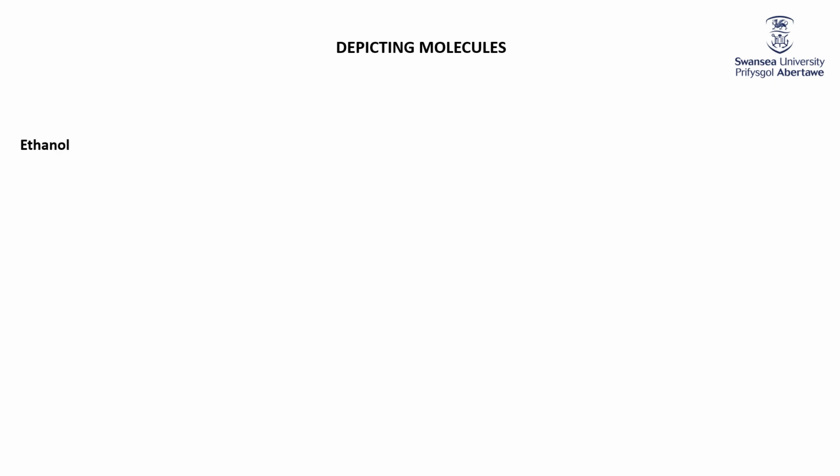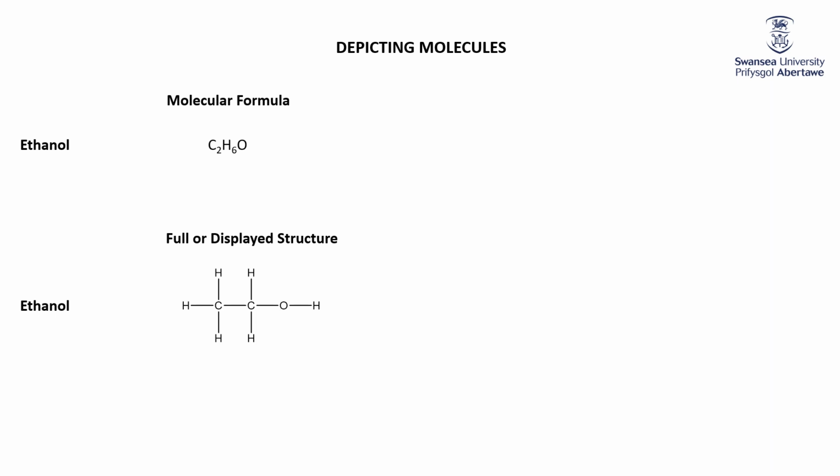So let's think about ethanol, our favorite little alcohol there. Its molecular formula is C2H6O. That gives you absolutely no good information whatsoever about the structure of the molecule, because it's just saying what atoms are there and how many are there. Now at the other end of the scale, there's the full or displayed structure. That really has way too much information in it, because you're drawing all of these bonds here. It looks pretty for ethanol, but when you start getting into much bigger molecules, it just gets really, really cluttered.